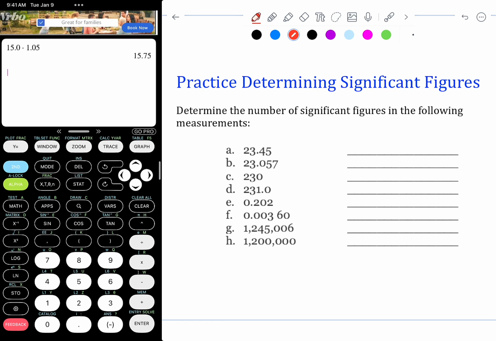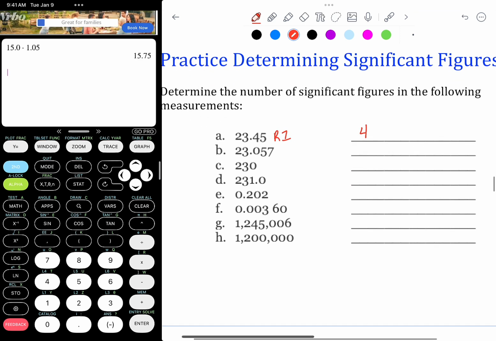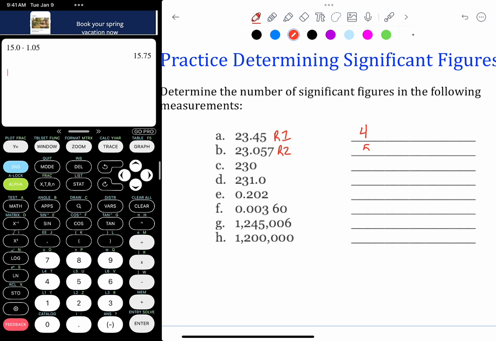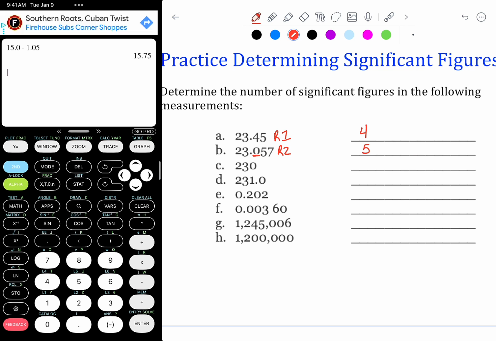Our first number, 23.45, has no zeros in it, so that falls under Rule 1. So this has 4 significant digits. Our next number, 23.057, falls under Rule 2. So this has 5 significant digits. That 0 is in between non-zero digits, therefore it is significant.